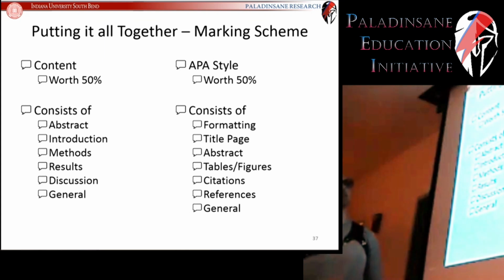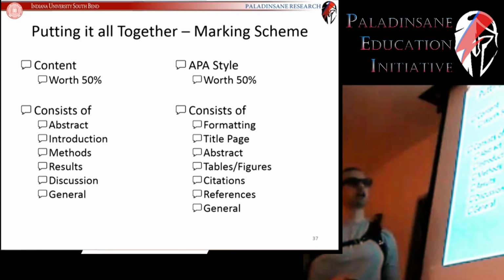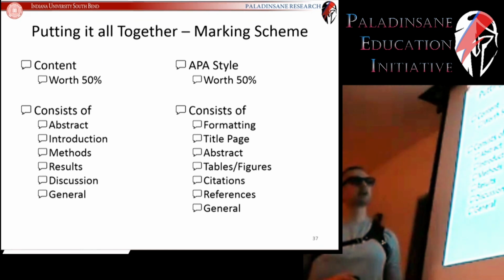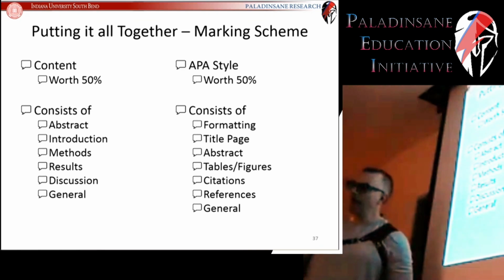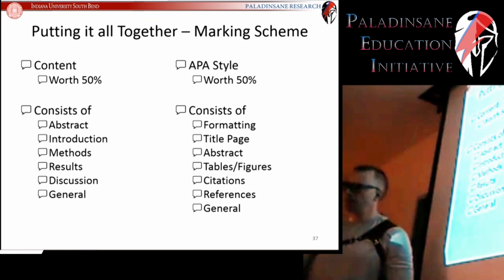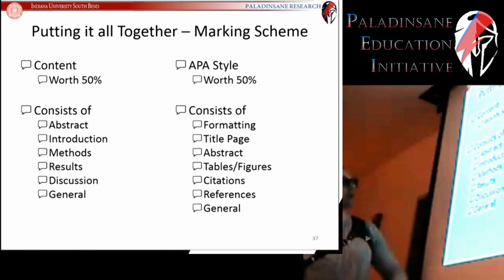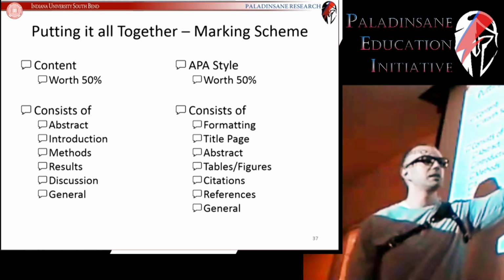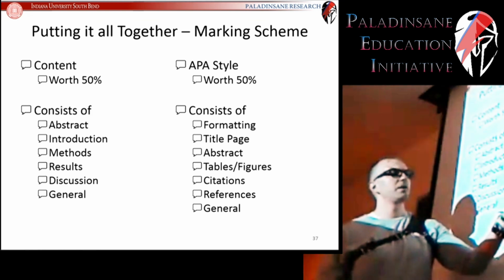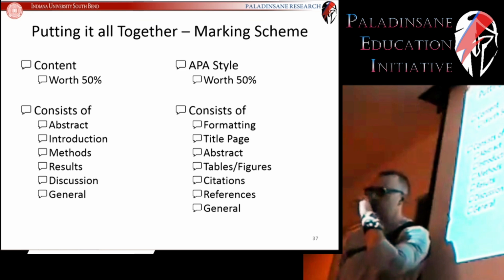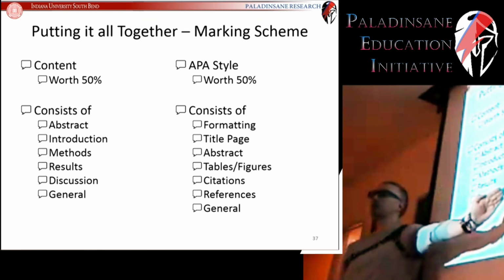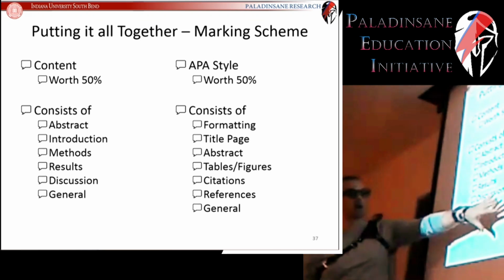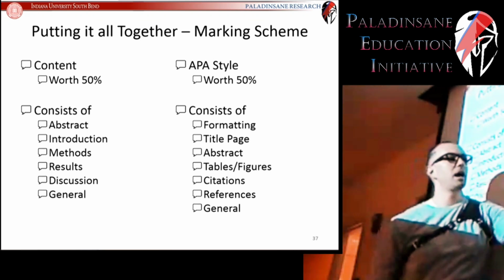And that means it's going to be about the formatting. Was the title page formatted correctly? Was the abstract formatted correctly? Were the tables and figures, citations, references, headings, page number, running head, were all of the things in these sections formatted correctly in APA style? And I bring this up here again because I want you to know that these are both equally important towards your grade. So this is about learning how to write a research paper in APA style.